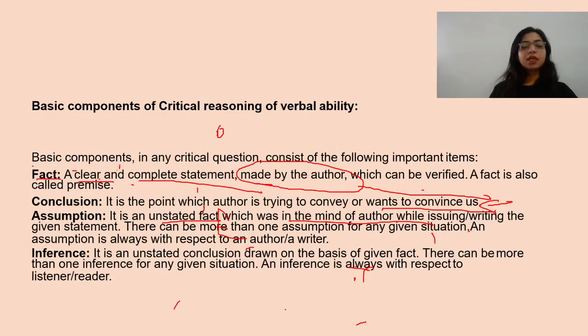Next. There can be more than one assumption for any given situation. An assumption is always with respect to an author or a writer.